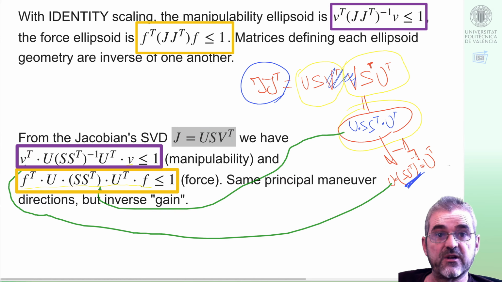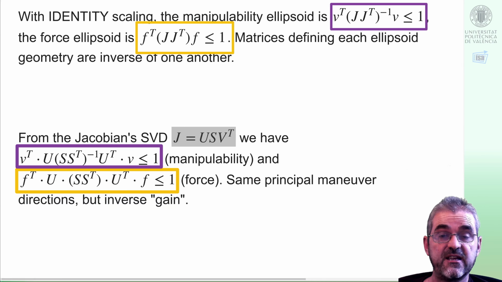In the speed manipulability ellipsoid, semi-axes will be given by the singular values of the Jacobian, and in the force ellipsoid, semi-axes will be given by the inverse of the singular values, but the directions will be exactly the same, those given by the columns of U. So principal maneuvers have inverse magnitude, same direction.